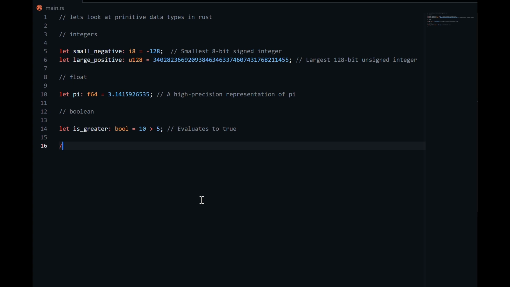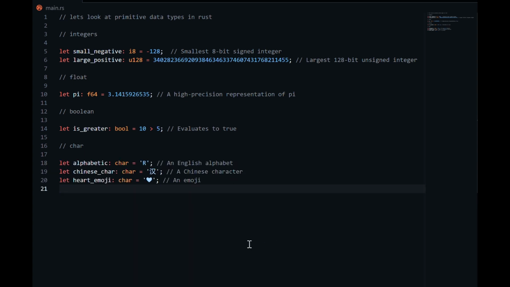Booleans in Rust, represented by bool, are as simple as it gets, with only two possible values, true or false. They are extensively used in control flow and logical expressions. In Rust, char types are 4 bytes in size and represent a Unicode scalar value. This means you can use them for more than just English letters.